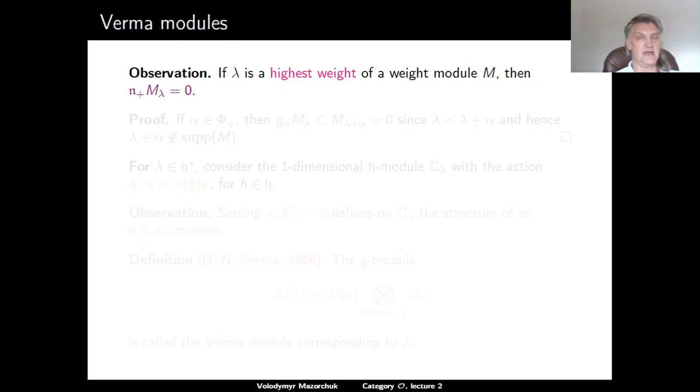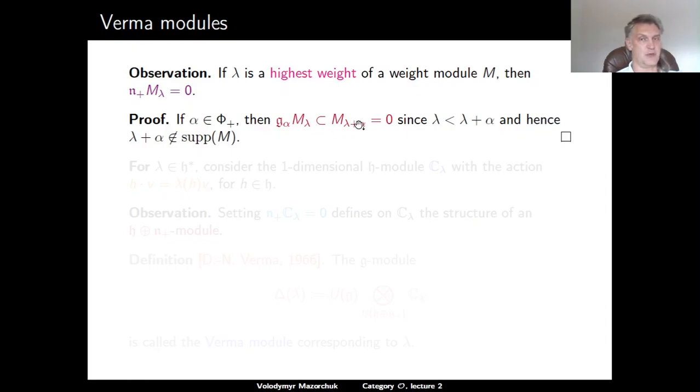If lambda is the highest weight of a weight module M, then the positive part of the triangular decomposition, the Lie algebra N+, kills the weight space M lambda. Indeed, if alpha is a positive root, then the corresponding root space G alpha maps M lambda to M lambda plus alpha. We had this observation before. However, lambda plus alpha is greater than lambda. Therefore, lambda plus alpha cannot be in the support of M because lambda is assumed to be a highest weight. This means that M lambda plus alpha is 0, which proves our observation.